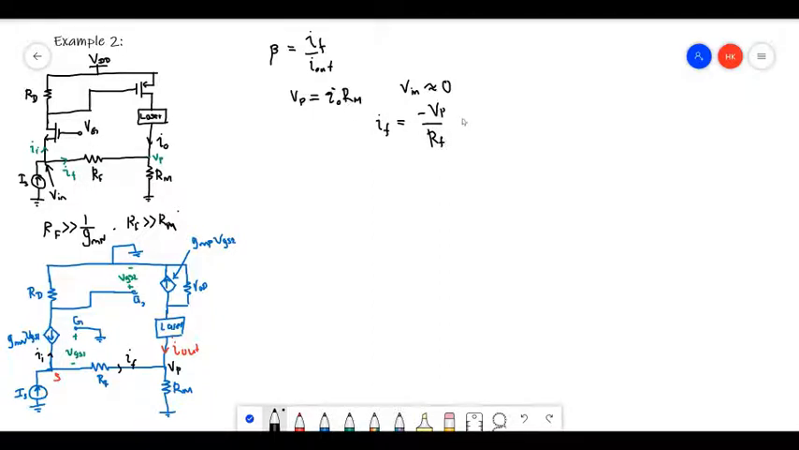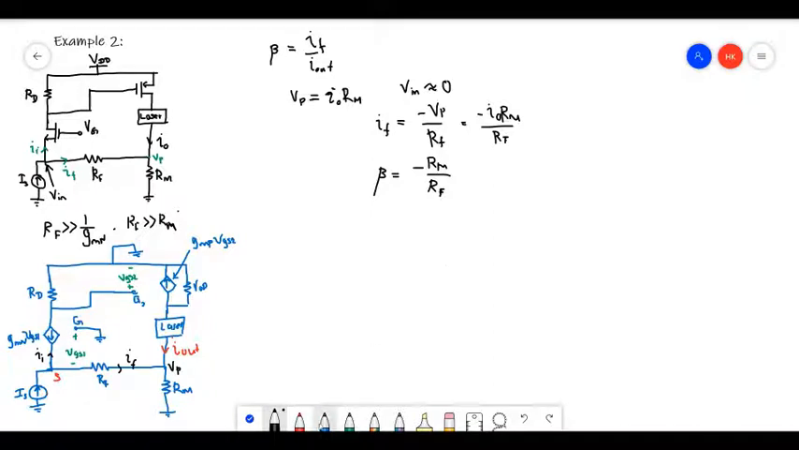So VP, I can write it like this. It is minus I out RM divided by RF. So if I take I out here, I get beta, which is equal to minus RM over RF. So this is the feedback factor.